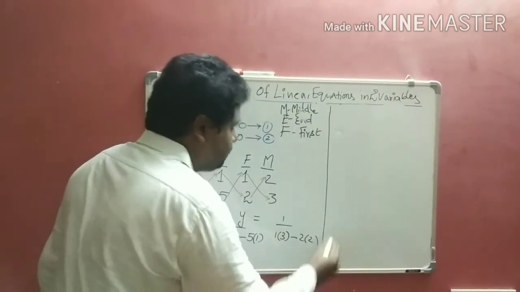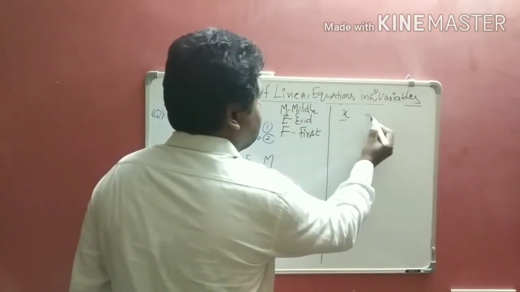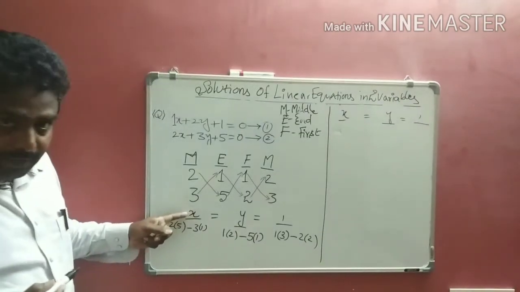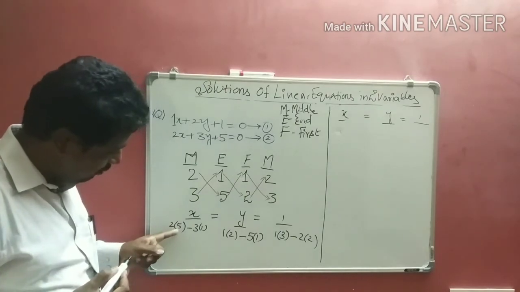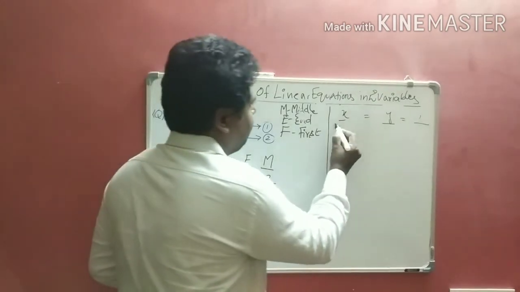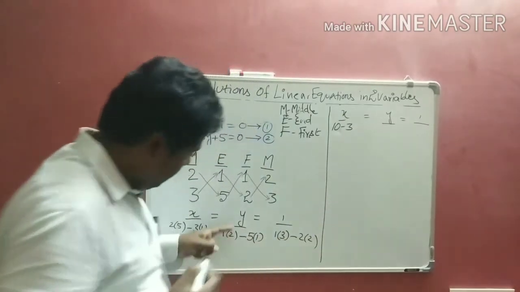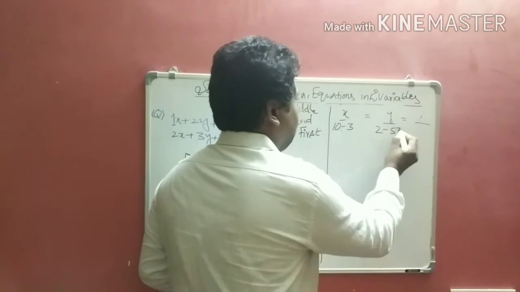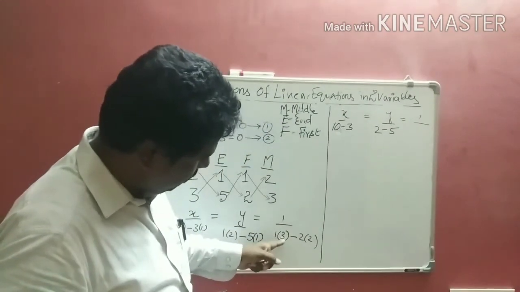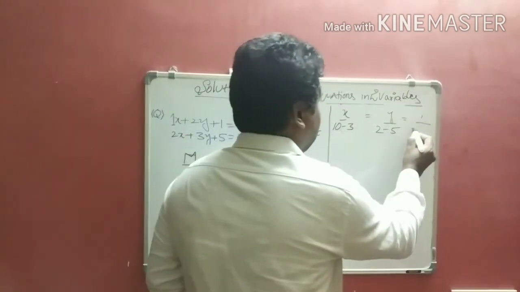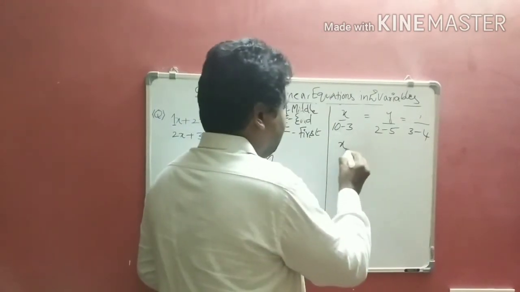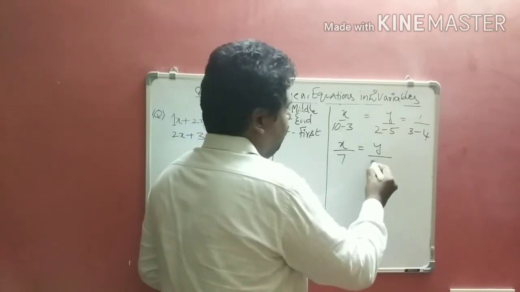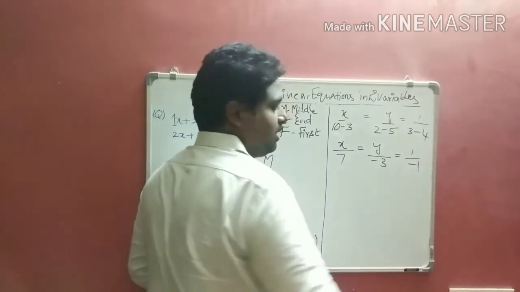Now, let us observe what we get. x by, is equal to y by, is equal to 1 by. Below x, what do we get? 2 into 5, 10, 10 minus 3. Below y, what do we have? 1 into 2, 2 minus 5. Next, under 1, 1 into 3, 3, 3 minus 4. Now x by 10 minus 3, which is 7. y by 2 minus 5, which is minus 3. 1 by minus 1.